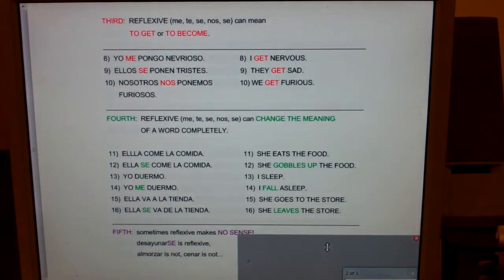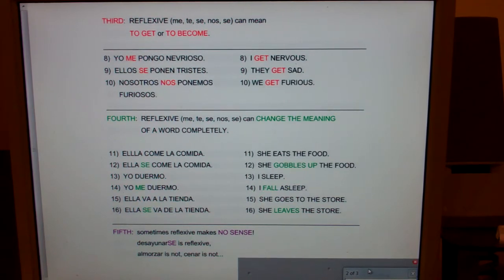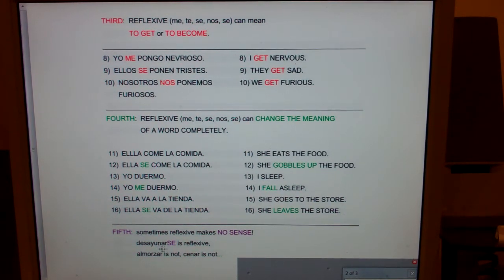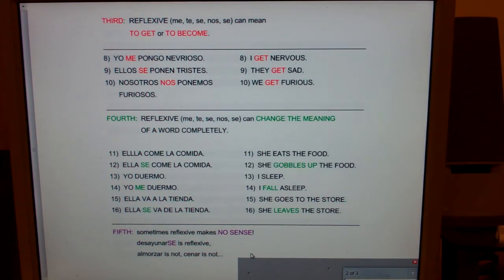And in fairness, I have to mention this last one. Fifth, and finally, sometimes reflexive makes no sense at all. Here's an example that has always bothered me. To eat breakfast is desayunarse. It's reflexive. But to eat lunch is not reflexive. To eat dinner is not reflexive. Eating a snack is not reflexive. So my question is, why the heck is eating breakfast considered reflexive when eating everything else is not considered reflexive? So hopefully that answers more questions than it raises.